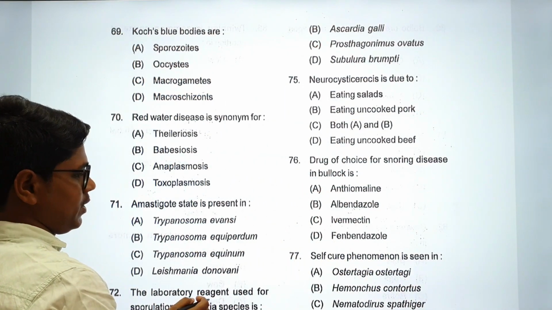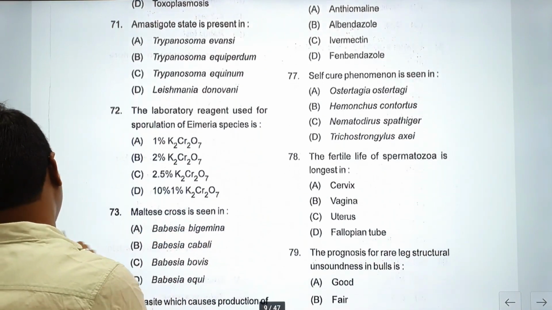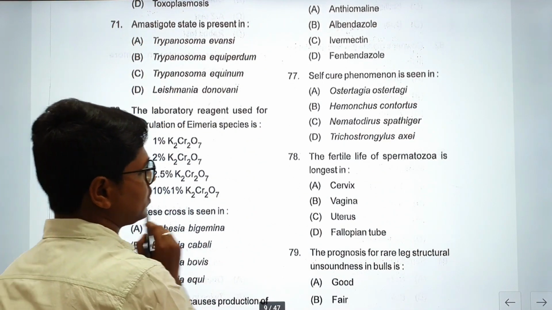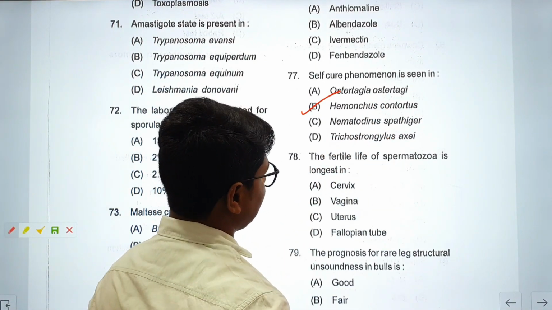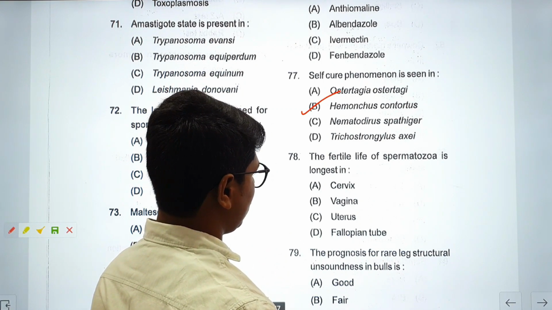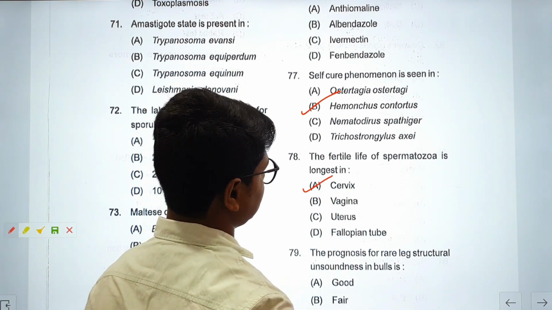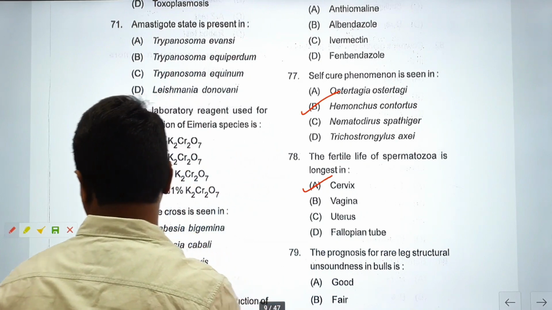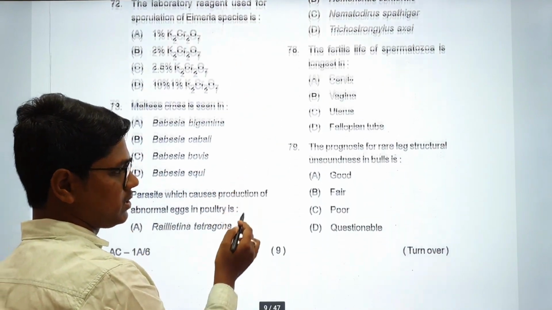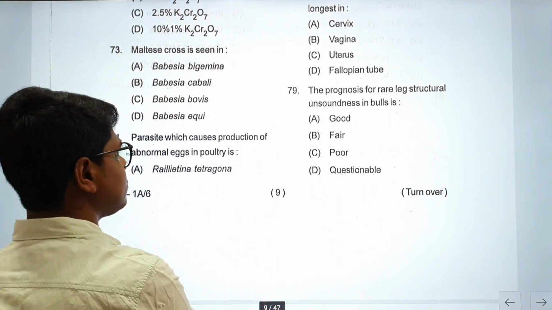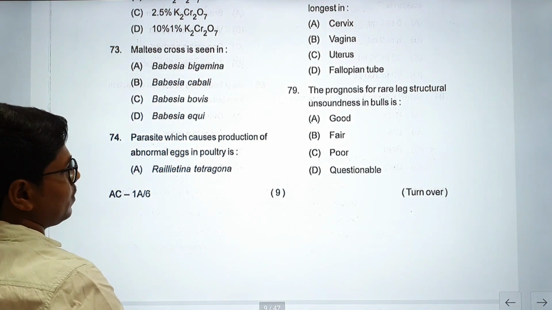Next question, Cell cure phenomenon is seen. This is a very common question. Haemonchus contortus. The fertile lifespan of spermatozoa is longest in cervix because it acts as reservoir of sperms. Here sperm stays for longest duration, that is why the fertile life is more.